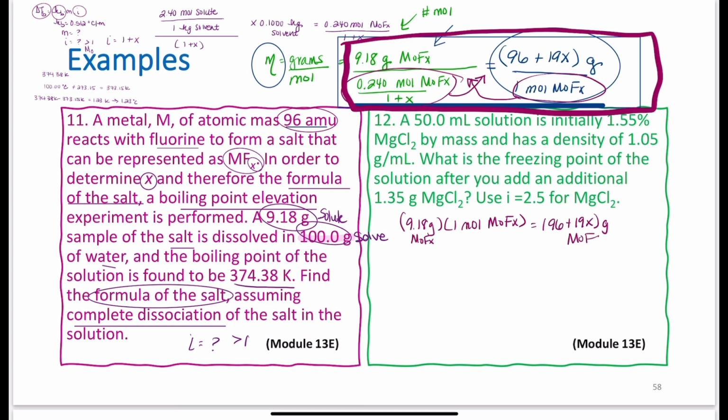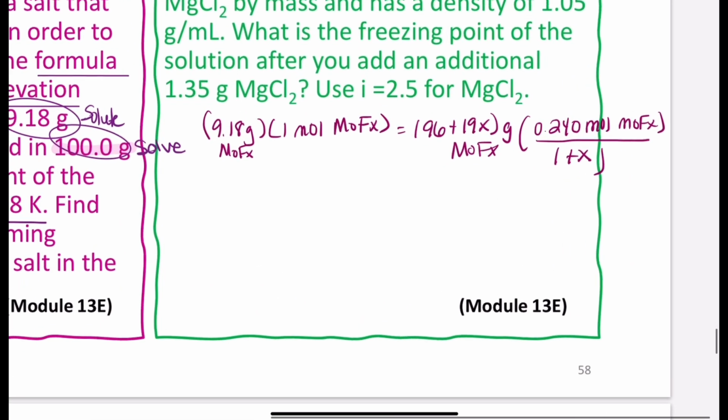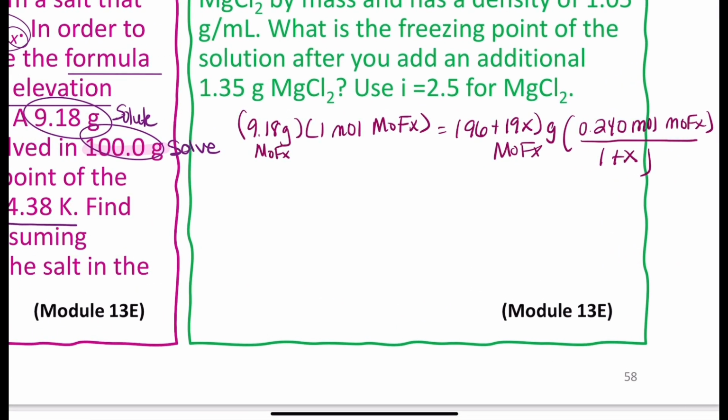of the MOFX times 0.240 moles of MOFX. I'm running out of space really badly here. Divided by that 1 plus x. I need to stop writing a minus sign there. It's definitely a plus x down there. I apologize. I'm going to try to solve this algebraically. Now it's not so bad.